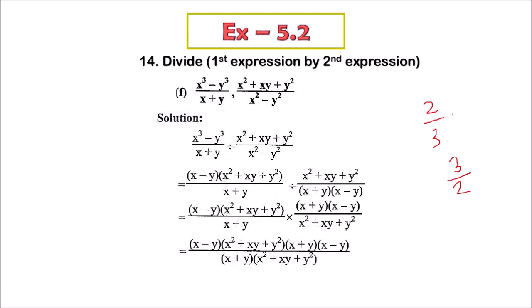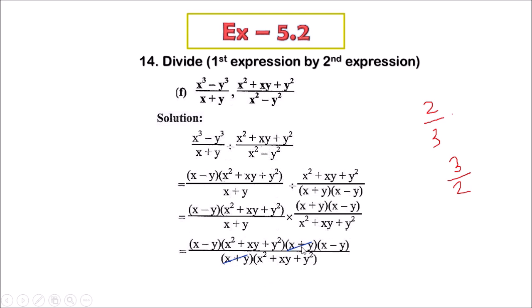Or if you just put the number without any bracket, then the expression will not be complete and you will not get full marks here. So here you can see some common part. What is the common part?